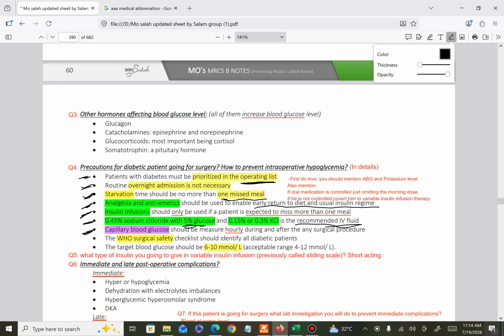Then the capillary blood glucose should be measured hourly during and after any surgical procedures. Okay, capillary blood sugar hourly. And the WHO surgical safety checklist should identify all diabetic patients.